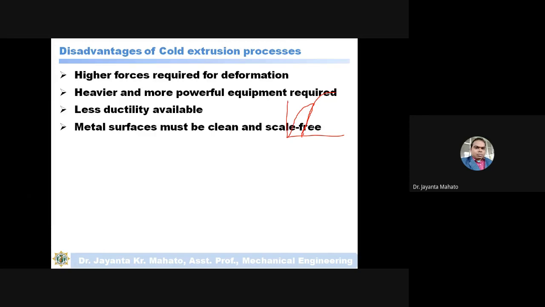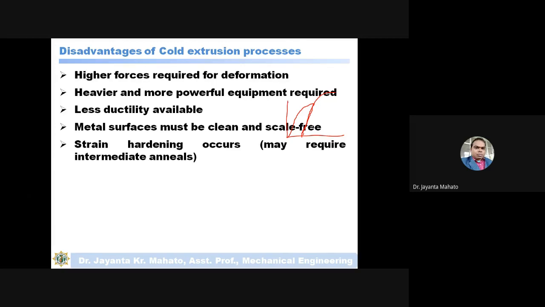Okay, metal surface must be clean and scale free. So before the extrusion process, the surface of the metal should be clean. Otherwise, dust particles may be included within the extruded part. Okay, strain hardening occurs, that I have told, and this strain hardening can be minimized by an immediate annealing process.